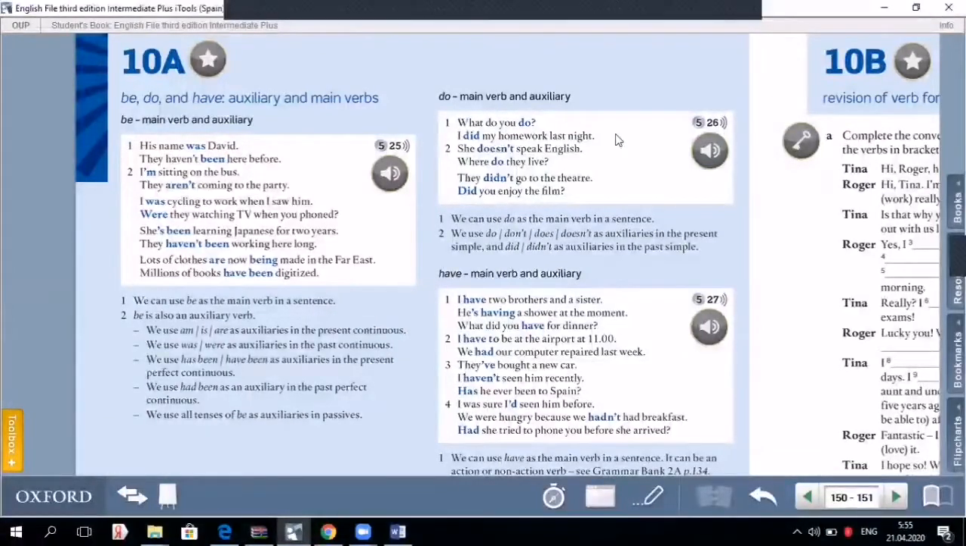So this is the use of the verb to do as the main and auxiliary verb. We can use do as a main verb in the sentence. We use do, don't, does, doesn't as auxiliaries in the present simple and did, didn't as auxiliaries in the past simple. So let's come to the verb to have.